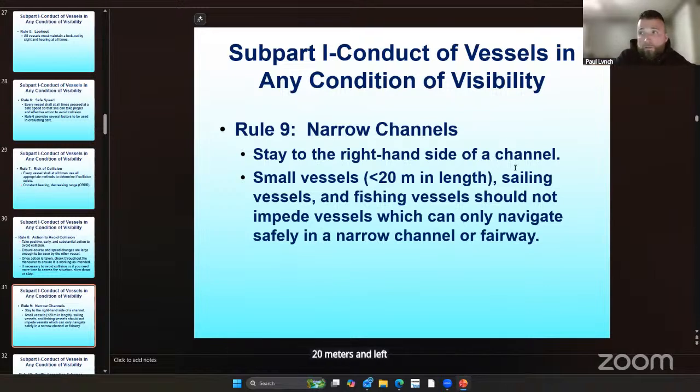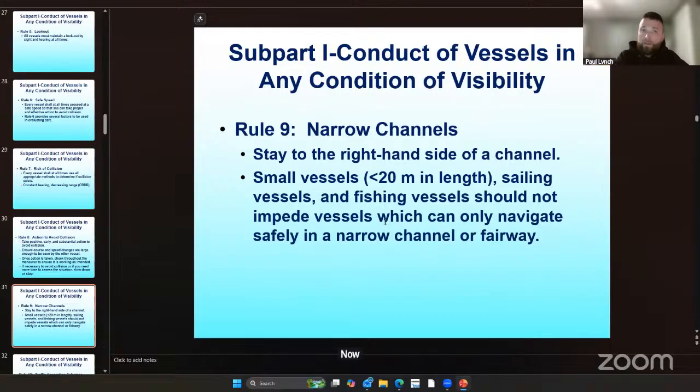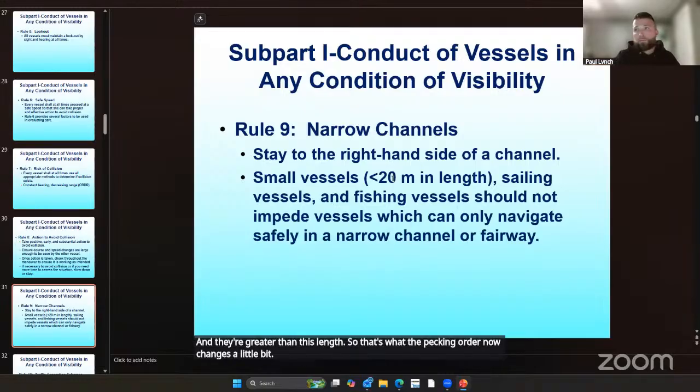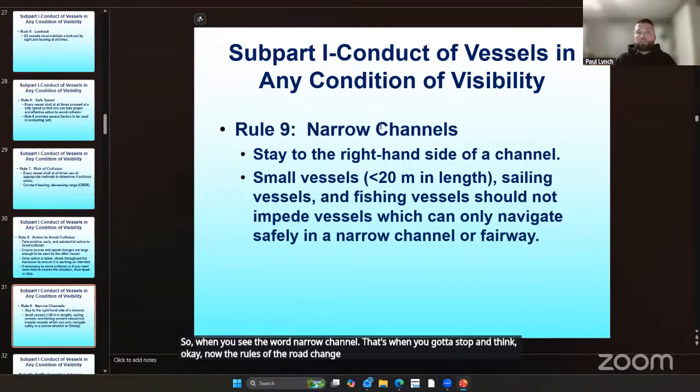You're a sailing vessel, but this vessel that's coming down the channel is more than 20 meters in length. So now the pecking order changes. Now you have to get out of the way because they can only navigate safely in a narrow channel or a fairway, and they're greater than this length. So that's when the pecking order changes a little bit. When you see the words narrow channel, that's when you've got to stop and think, okay, now the rules of the road change, the pecking order changes a little bit.